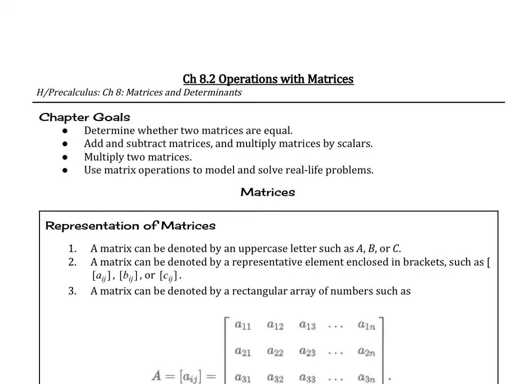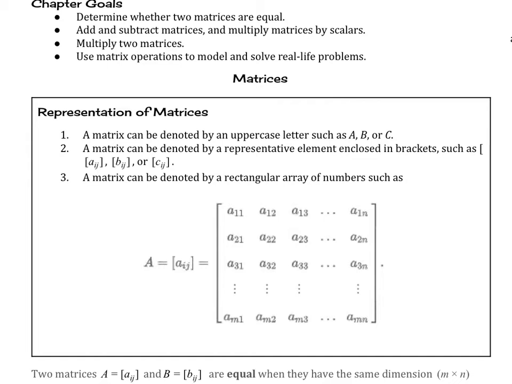And representation of matrices. A matrix can be denoted by an uppercase letter, such as A, B, or C, or a matrix can be denoted by a representative element enclosed in brackets, such as here. And then a matrix can be denoted by a rectangular array of numbers, and we see that here.